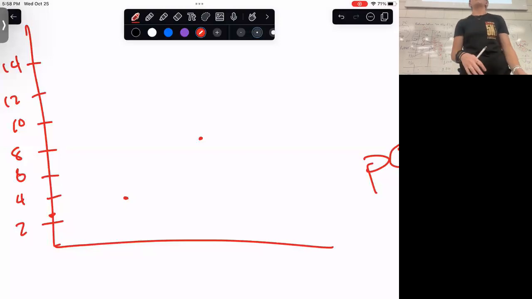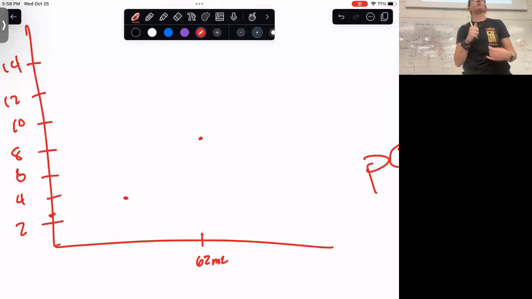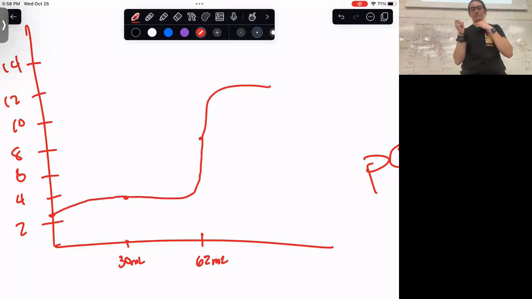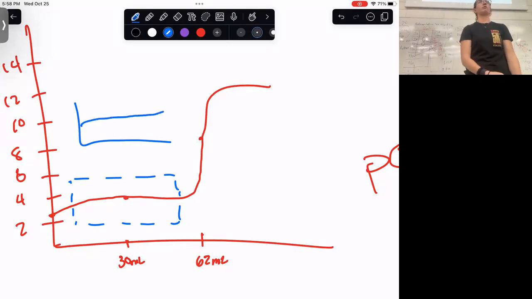Based off of how many milliliters we're adding, we know that this is going to be 62 mils. Your half equivalence point is going to be around that 30 mark. So you could draw a curve where you have a slightly shallow curve that then turns into a big curve. If you're given a snippet, if you just zoom in on this portion here, your curve is now going to look like this. And if you have a very shallow curve, you're probably in some portion of the buffering range.